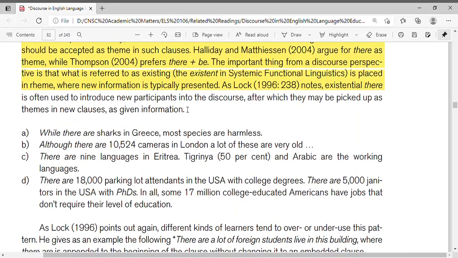So having said that, take a look at these examples. You could see that there plus the be verb, plus the adjunct, are all considered as part of the theme. The same with this one, and then here, there are and there are, with the composition of there plus the be verb, are all considered as theme.